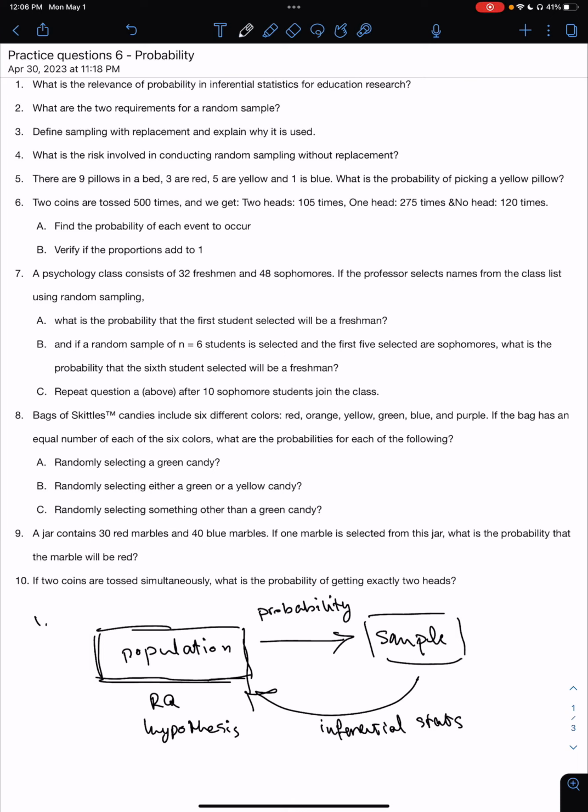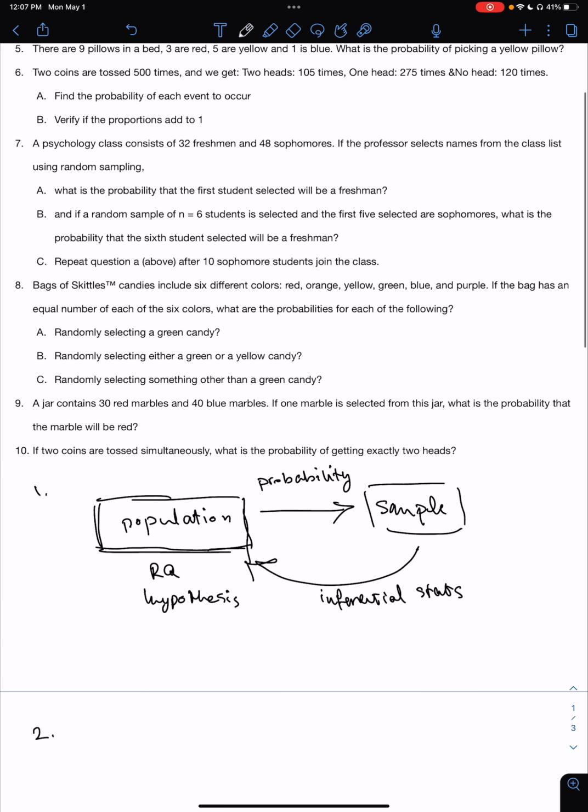Okay, so this video will cover practice question 6 on probability. So the first question: what is the relevance of probability in inferential statistics for education research? I've already written the answer down.